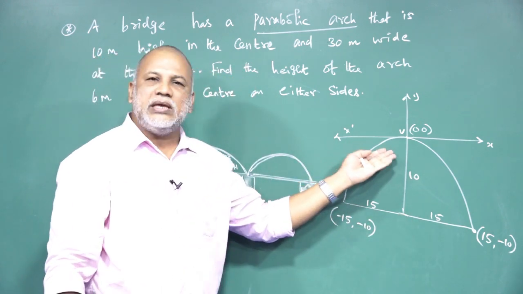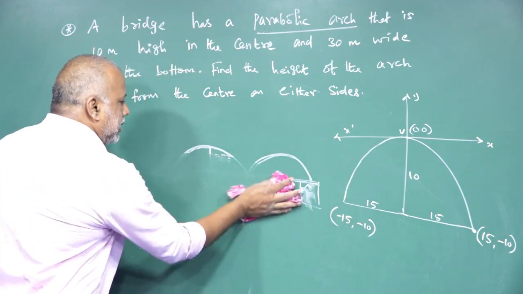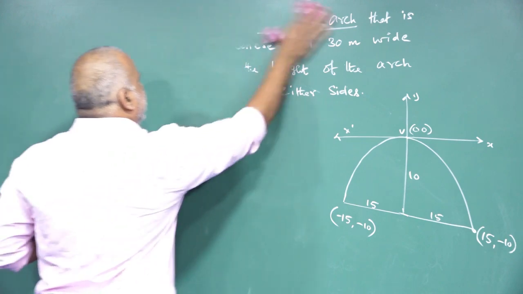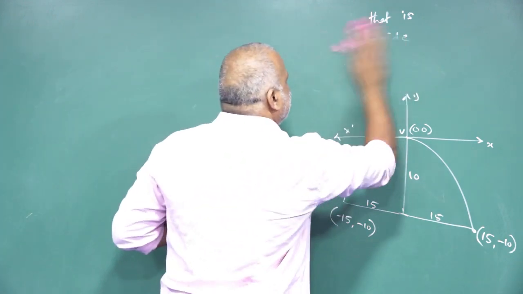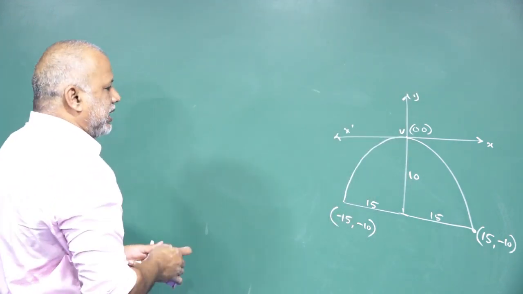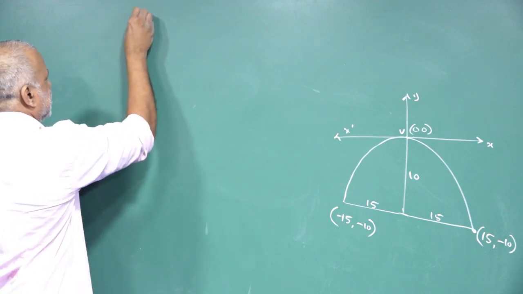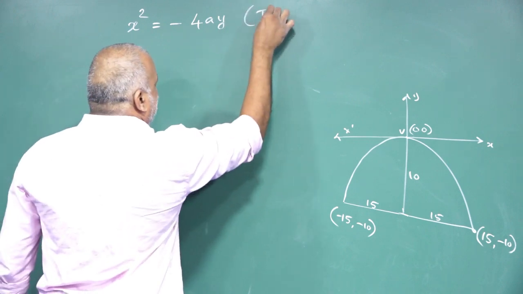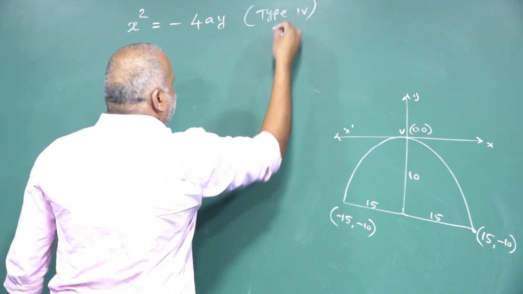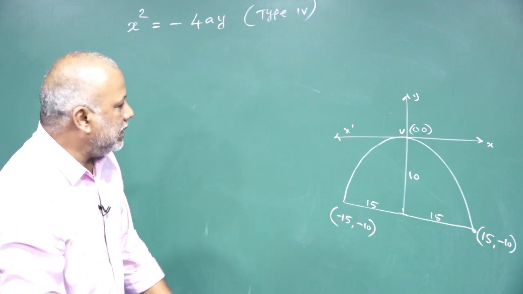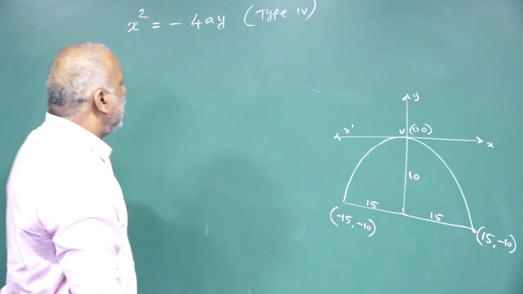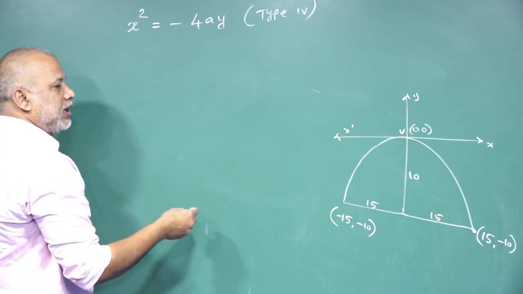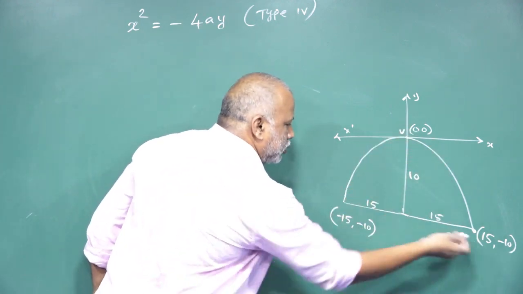Now what is the equation of this parabola? It looks like the fourth type of parabola. What's the equation of the fourth type? x squared equal to minus 4ay. Type 4 means it opens downward. It is nothing but open downward. Now we have to find the value of a. How is it possible? This parabola passes through 2 points.